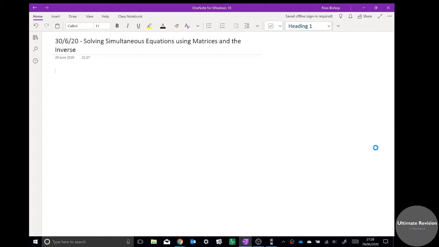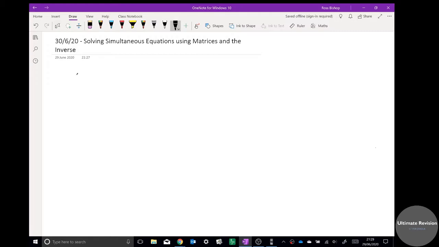Right, okay, here we go. So this is the last bit of matrices on chapter 6. I'm actually going to use it today for solving some maths problems and possibly even some relevant real life applications. Okay, and we're going to solve some simultaneous equations.